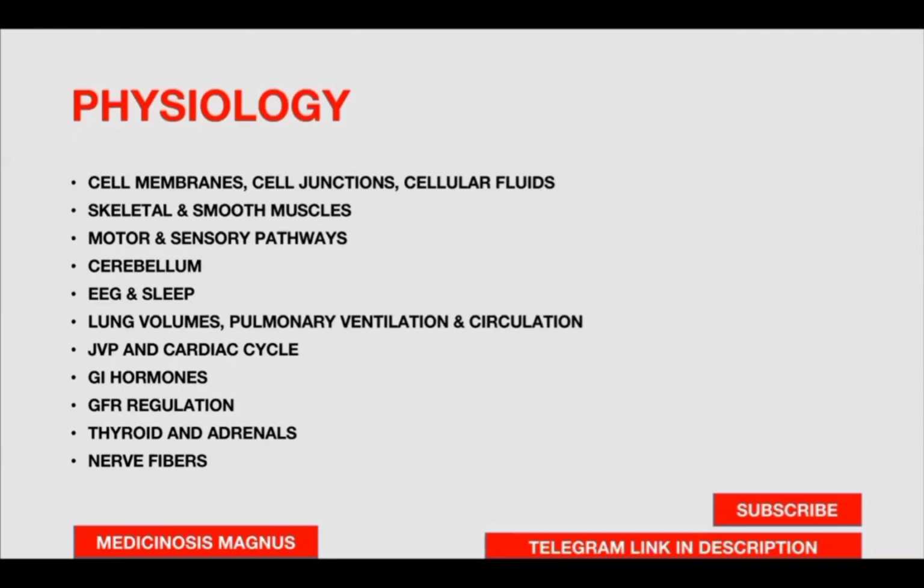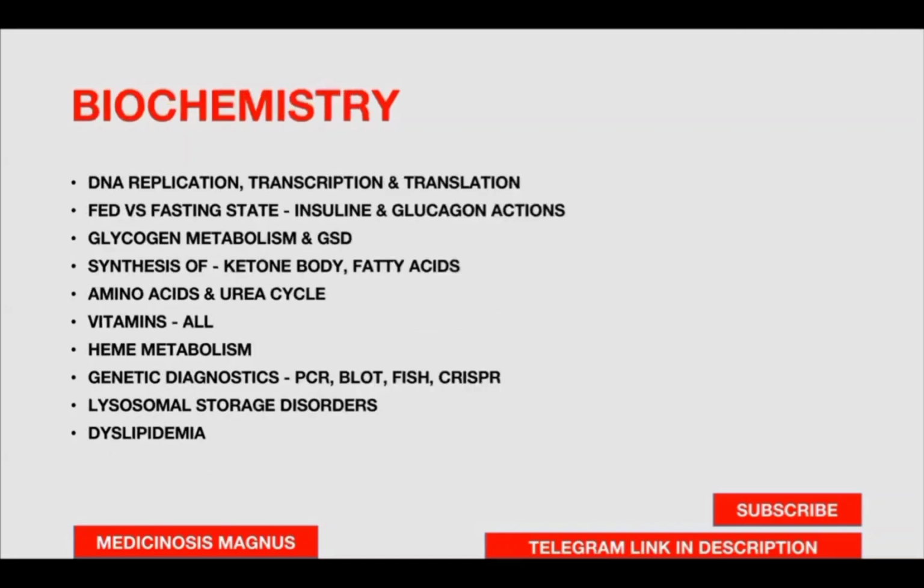GI hormones is very, very important. Make sure you know which of the hormones do what action, what type of cells it comes from, all those things. GFR regulation, thyroid and adrenals, nerve fibers is also very important.